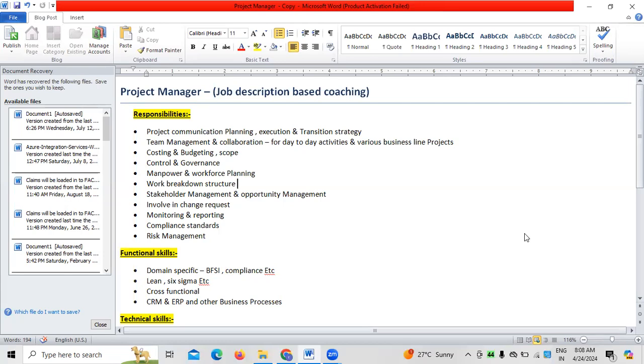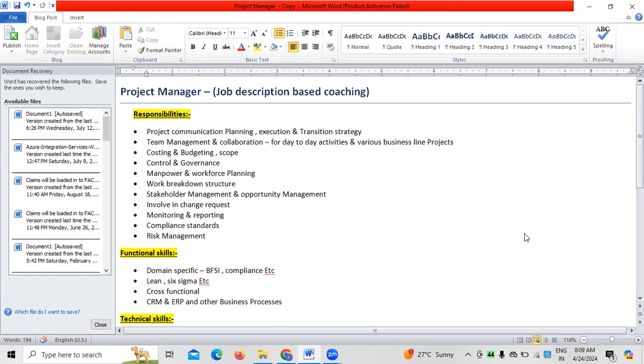Next, manpower and workforce planning depends on the budget and the timelines. At the same time, creating a work breakdown structure so that the hierarchical process will be maintained 100%. So that is where we need to focus more.